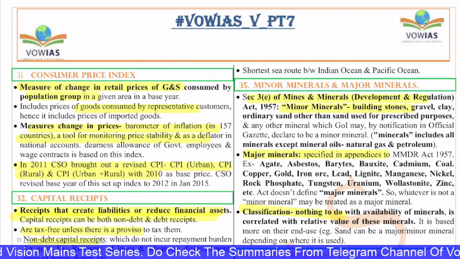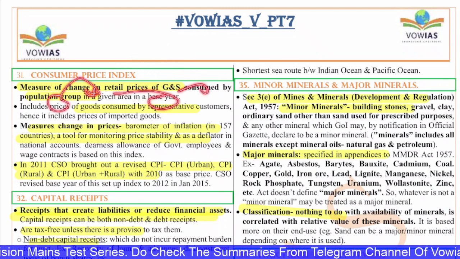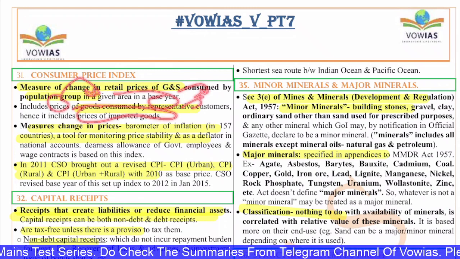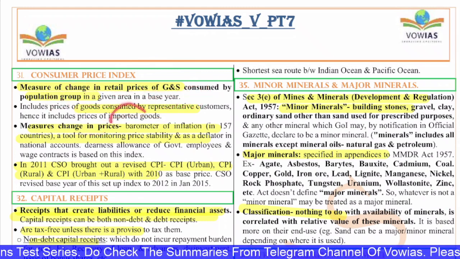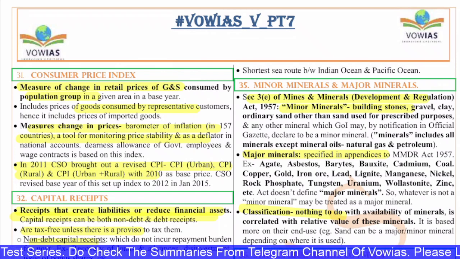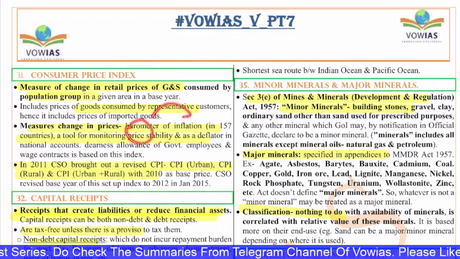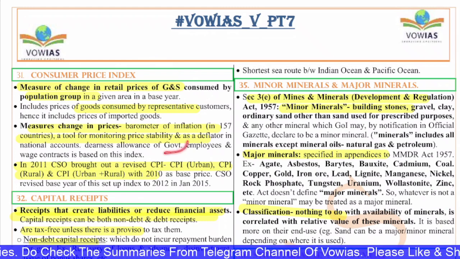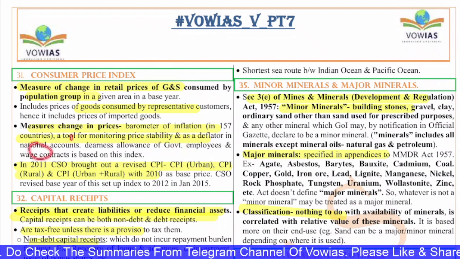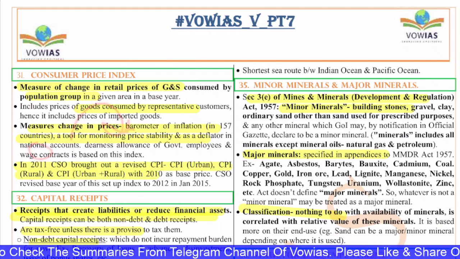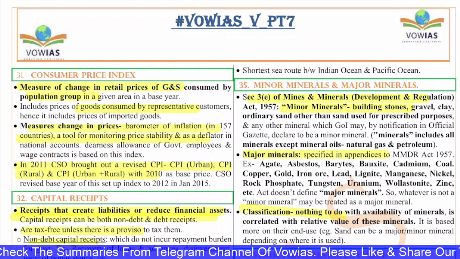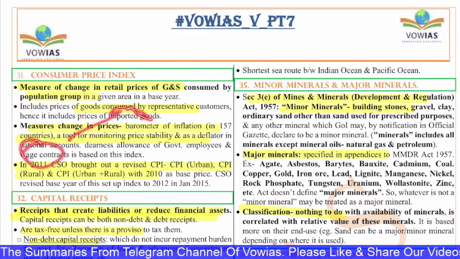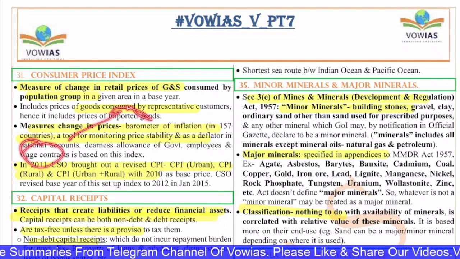It includes prices of goods consumed by representative customers, hence it includes prices of imported goods. It measures the change in prices, is the barometer of inflation, and is a tool for monitoring price stability and serves as a deflator in the national accounts. The DA allowance of government employees and wage contracts are also based on this index. Remember these two: DA of government employees and wage contracts are dependent on CPI. The CPI is the main measure of inflation.